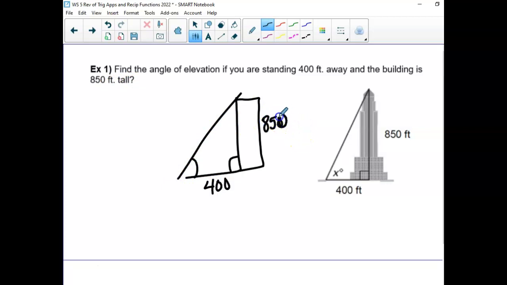You don't have to draw a picture. It already had one. I'm just trying to talk through it as though it didn't.